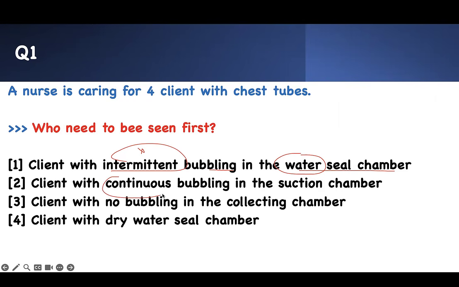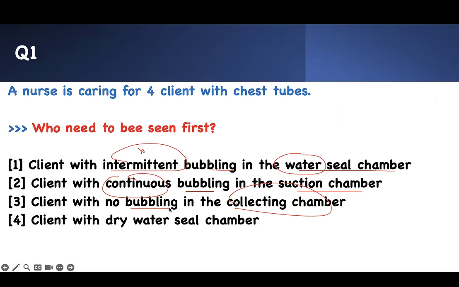The second one is continuous bubbling, but where is it coming from? Suction chamber. In the suction, there is a bunch of pressure. It's going to cause things to bubble. Is that a right thing to think about? Or do you question that? Do you see that patient? Well, somebody has a collecting chamber. There is no bubbling in the collecting chamber. I'm just receiving information from the patient. I'm not requiring any pressure. Therefore, there should be no bubbling.